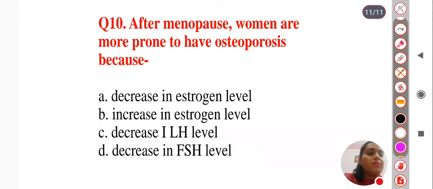I think you all must know that when estrogen level is decreased, women become more prone to osteoporosis. But why? What does it do? What is the role of estrogen? Please write your rationale. Why does it happen that when it gets decreased, women become more prone to osteoporosis? What does this hormone do?